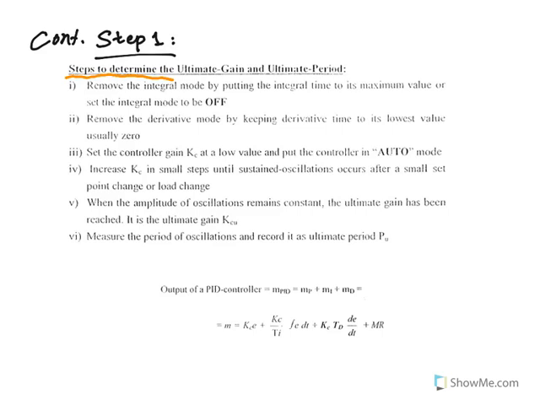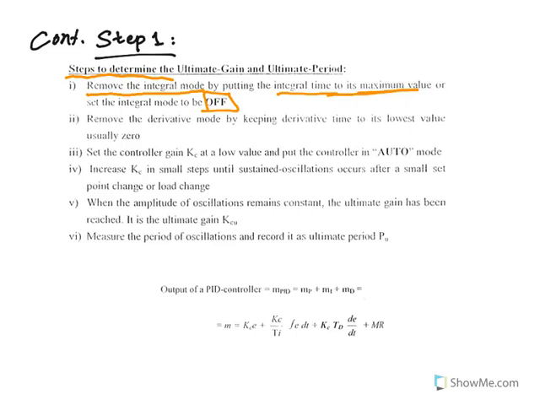These are the steps that we should follow in order to find the ultimate gain and the ultimate period, and then we have to apply the Ziegler-Nichols table. First is to remove the integral mode. Removing the integral mode is by putting the integral time to the maximum or setting the integral mode to off. This is very important.